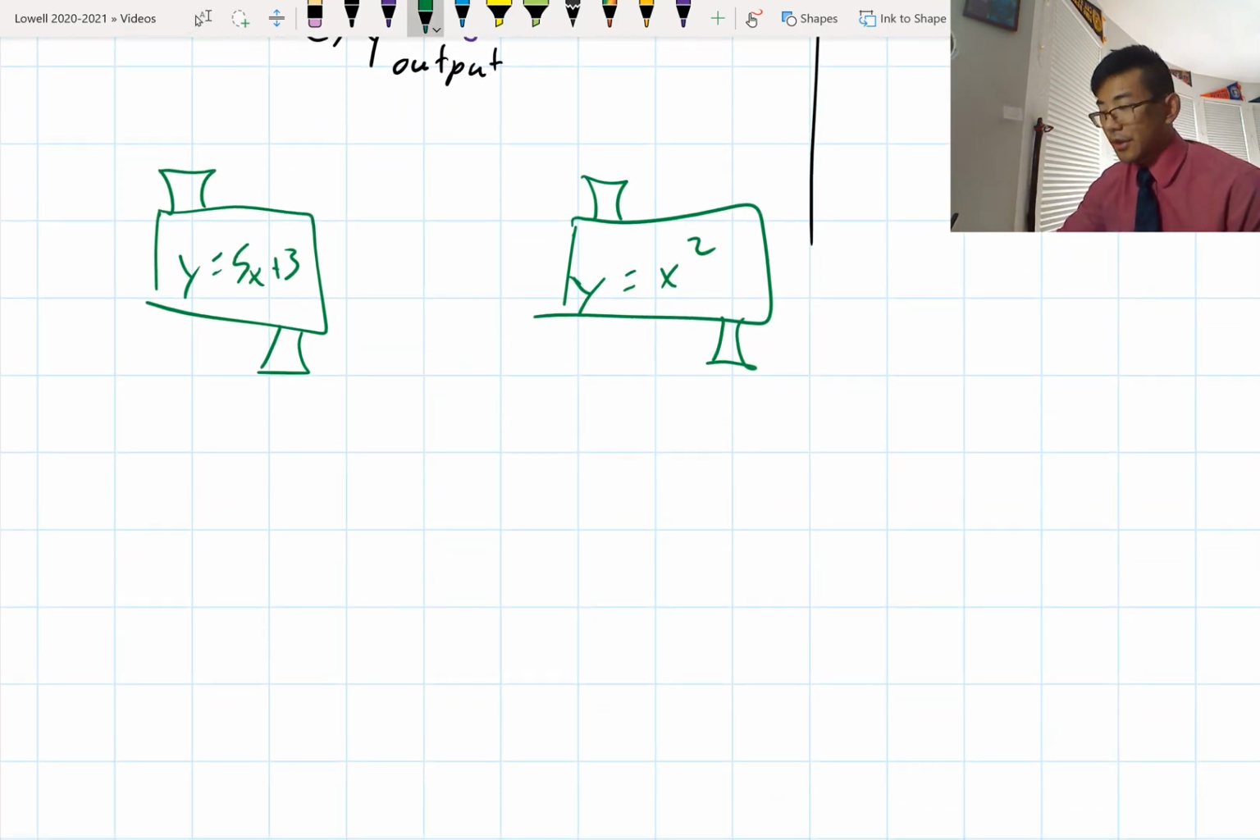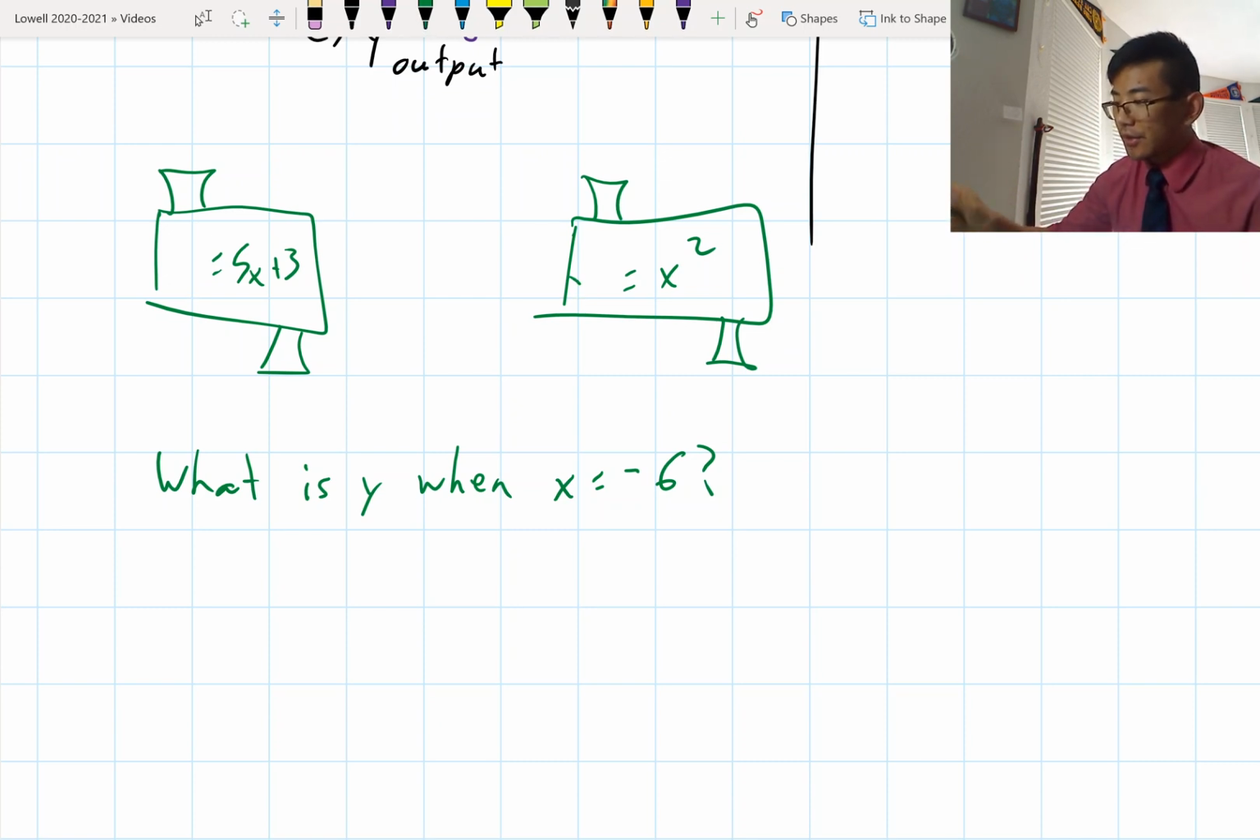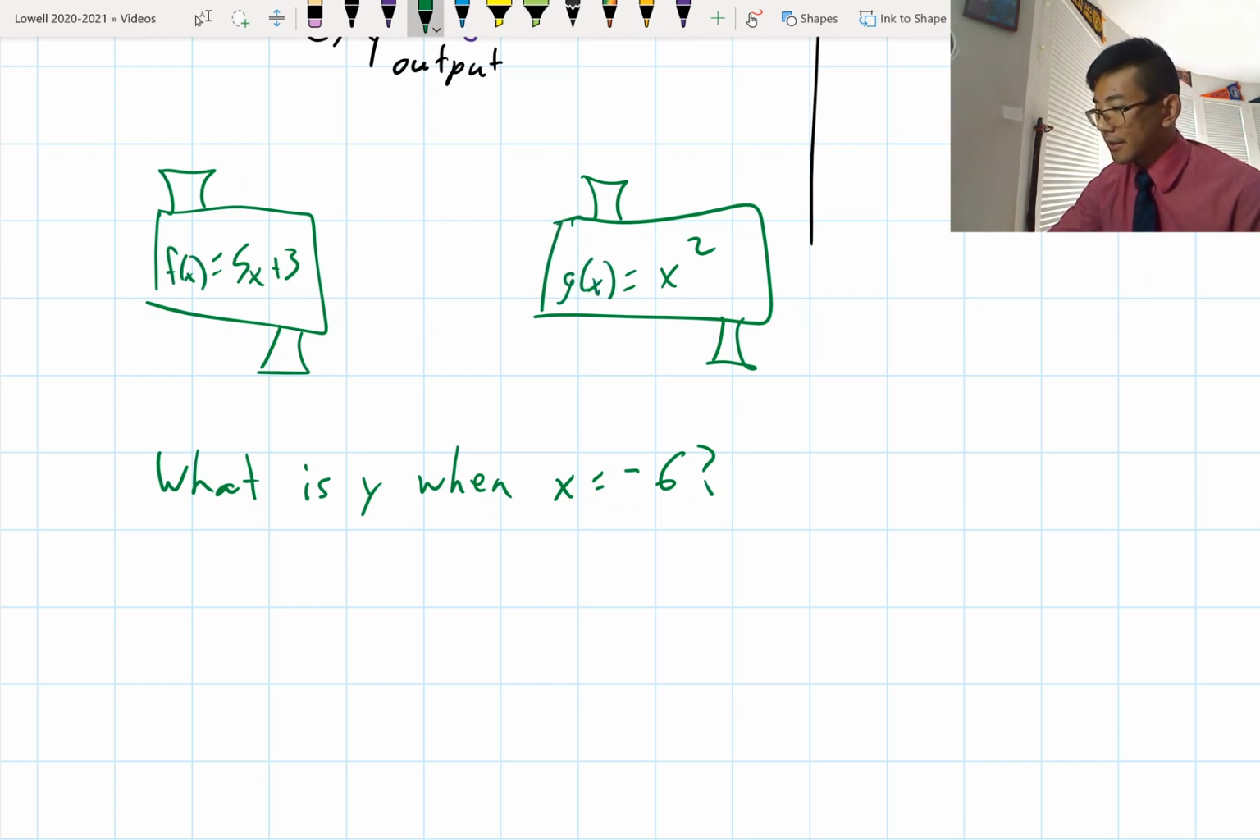Let's suppose someone asks you the question like this. What is y when x equals 3? Actually, let's not use 3. Let's use negative 6. Well, you would not really be able to answer the question because you have no idea which one they're talking about. But if I instead changed it, instead of saying y and started talking about, let's say, g of x and f of x, then you can be really, really clear.